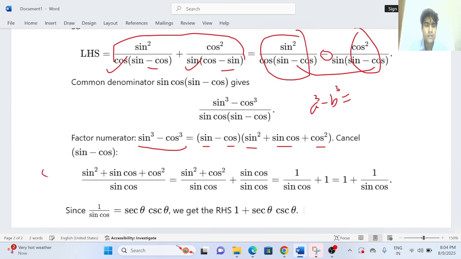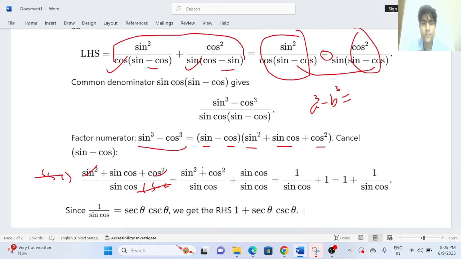So here we get sine minus cos, right? Sine minus cos gets cancelled out by the denominator sine minus cos. So this term and this thing get cancelled out, and we are only left with sine square plus sine cos plus cos square. And we know for sure that sine square plus cos square is equivalent to 1, right? And the total thing is sine cos, right?